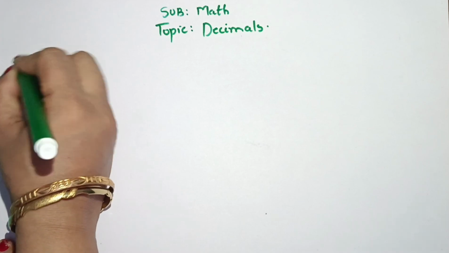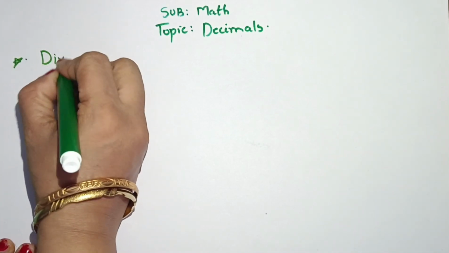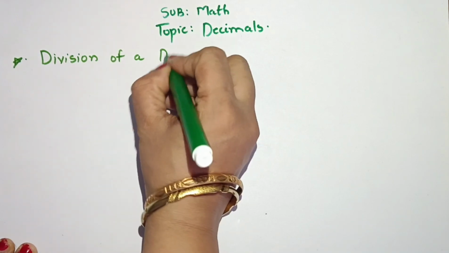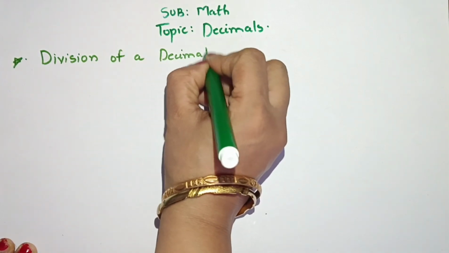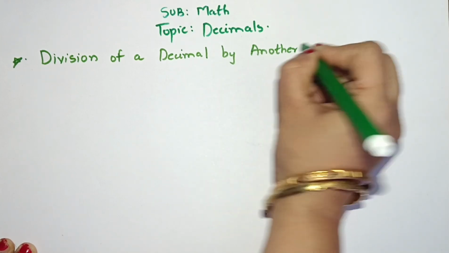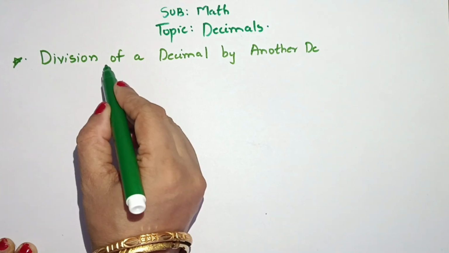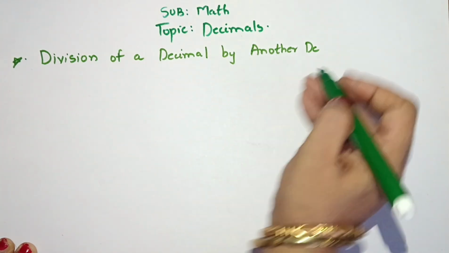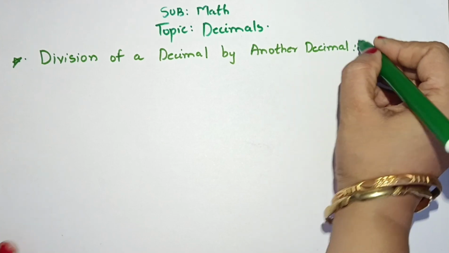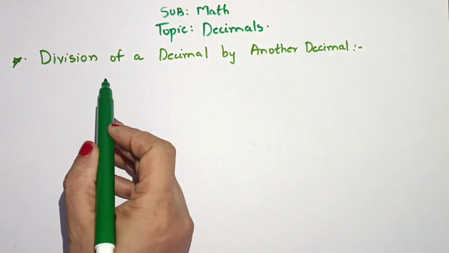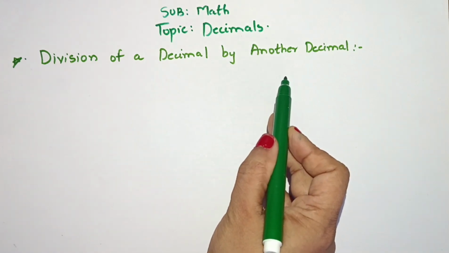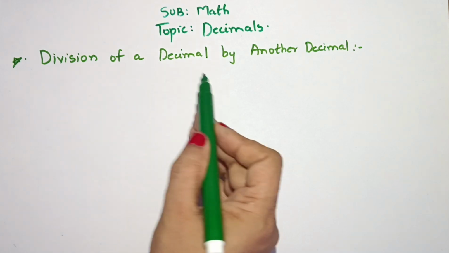Today we are going to learn a very important topic, which is called division of a decimal by another decimal. It means you have to divide a decimal number by another decimal number. Now, how do we divide one decimal by another decimal? Let us look at an example.